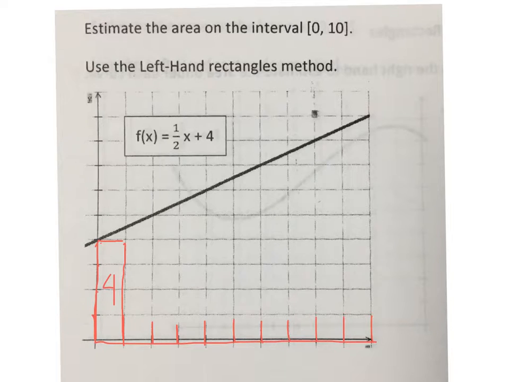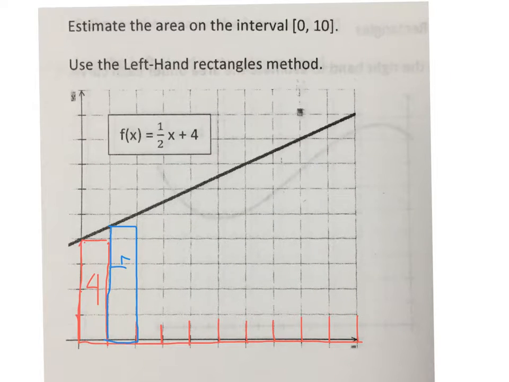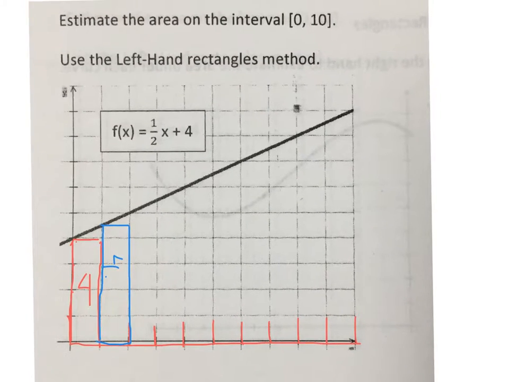So our next rectangle starts here, and you go up to where it hits the curve, and you go over and you come back down. And that's your second rectangle, with a width of 1 and a height of 4.5. So this one has an area of 4.5. So far I have 8.5 square units.